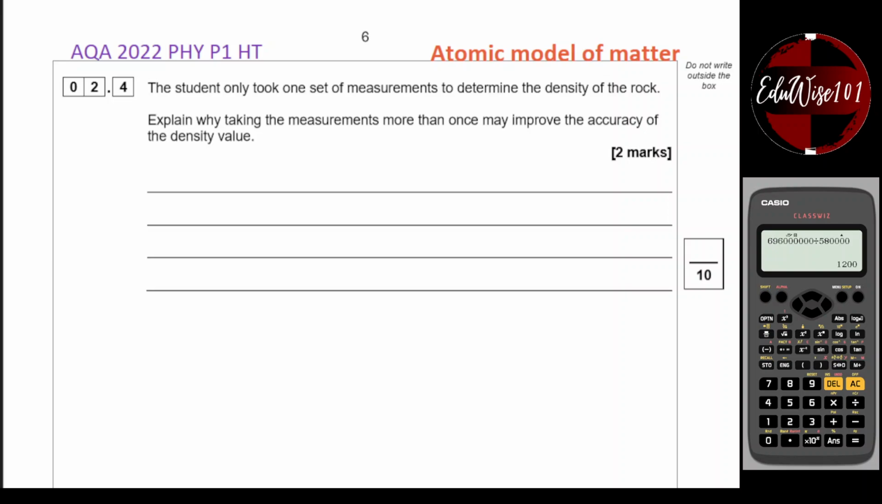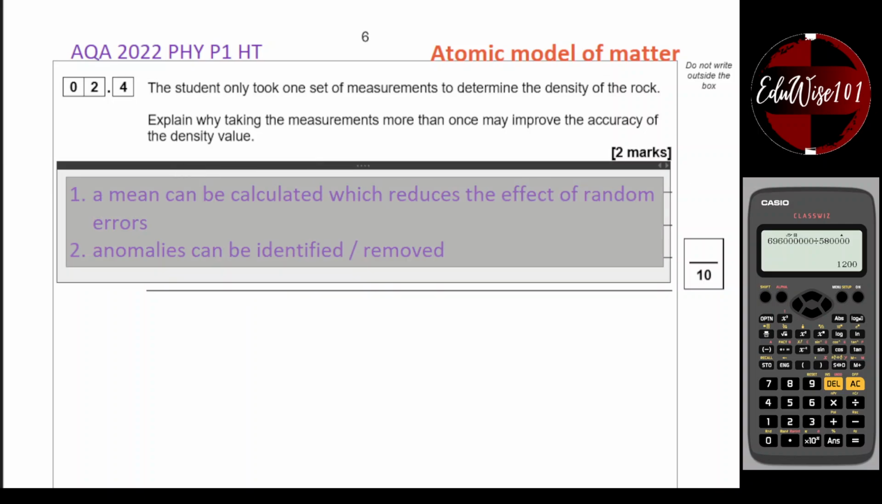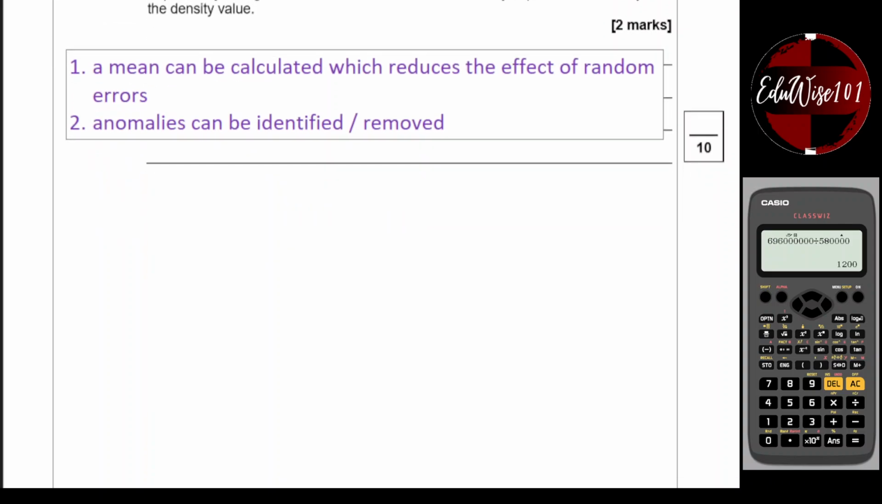Now, if you take more than one measurement, let's say take 3 measurements and calculate a mean, right? So a mean can be calculated, which reduces the effect of random errors. Now, if you identify the errors, then they can actually be removed. So anomalies can be identified and removed by taking more than one measurement. That brings us to the end of the question.